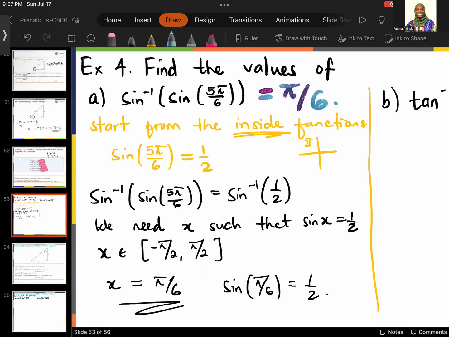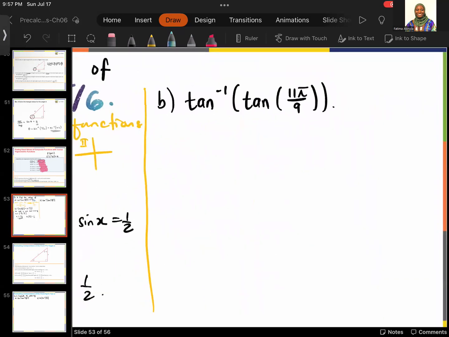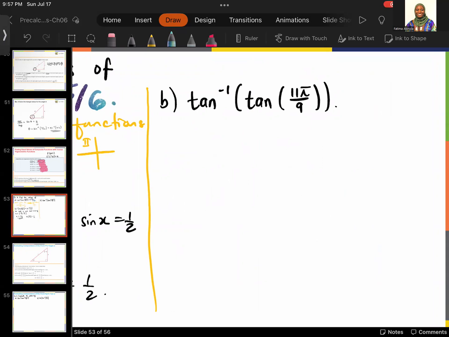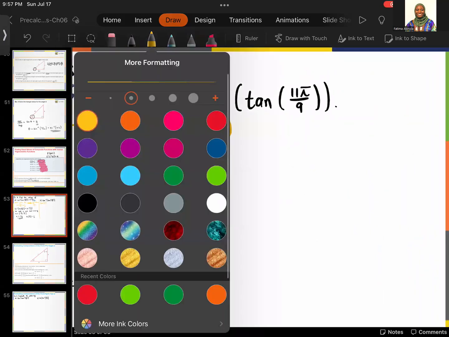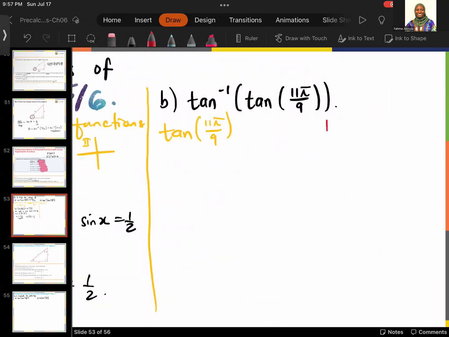All right. Next, let's move on to this one. It says find the tan inverse of tan 11π/9. Again, you want to start by dealing with the inner 11π/9. We can do this in probably two ways. Remember, tan is a periodic function of period pi.